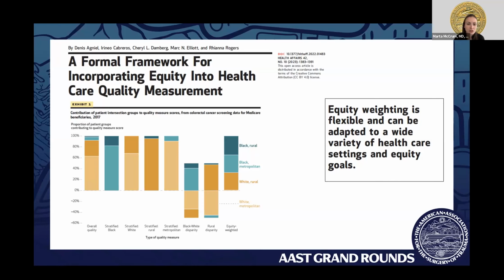And so if you look at the graph on the left, this is what their population actually looks like. This is for colorectal cancer screening in Medicare patients. You can see that my white metropolitan group is the dominant population, followed by white rural, and then black metropolitan and black rural. And when they applied their weighting initiative, if you go all the way over to the right, you can see a lot more equity of each of these populations. It also allows for incorporation of intersectionality in your equity measurements.